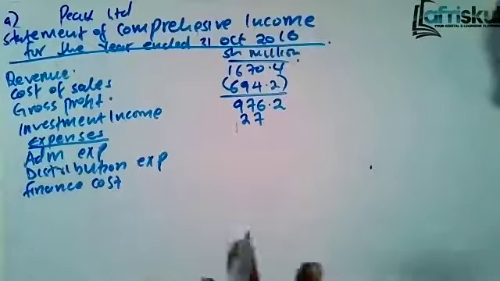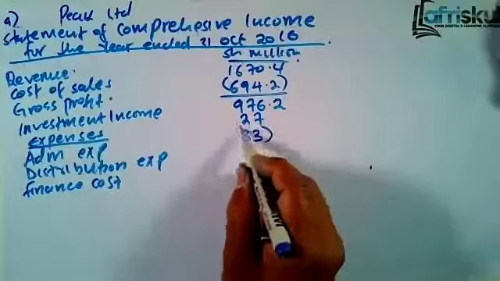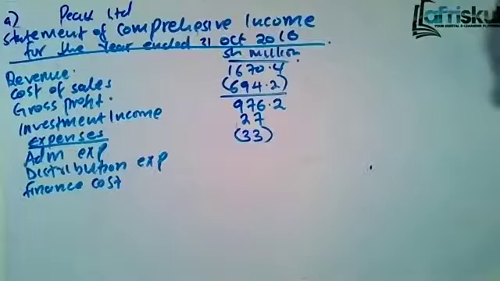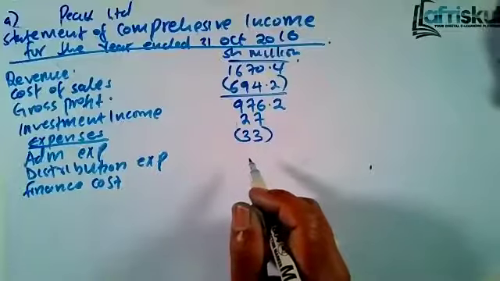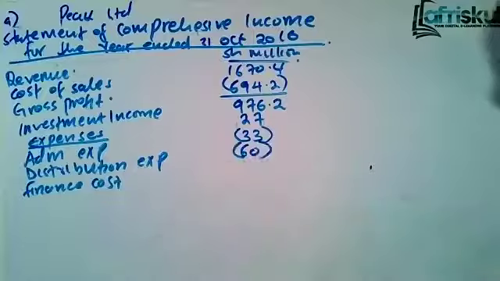Admin expenses, that one had no adjustment. The way it is from the trial balance, admin expenses, I can see it's 33. Make sure you get that. Then distribution expenses, it was 60. Now, finance cost.